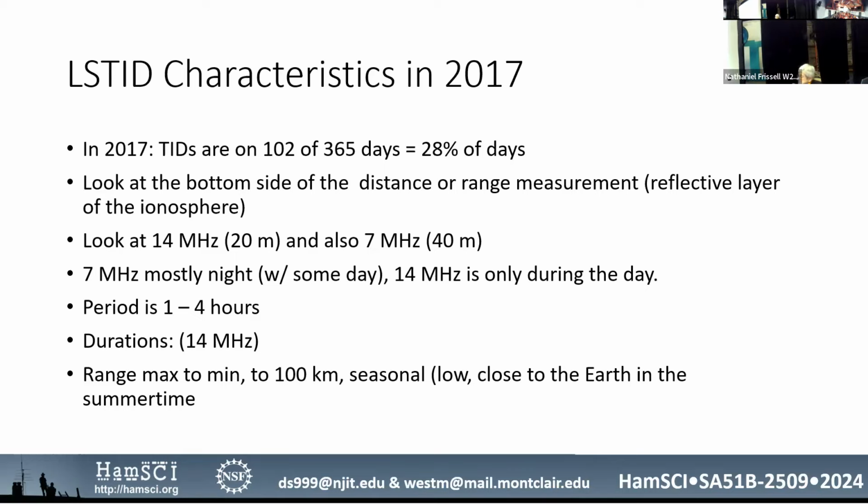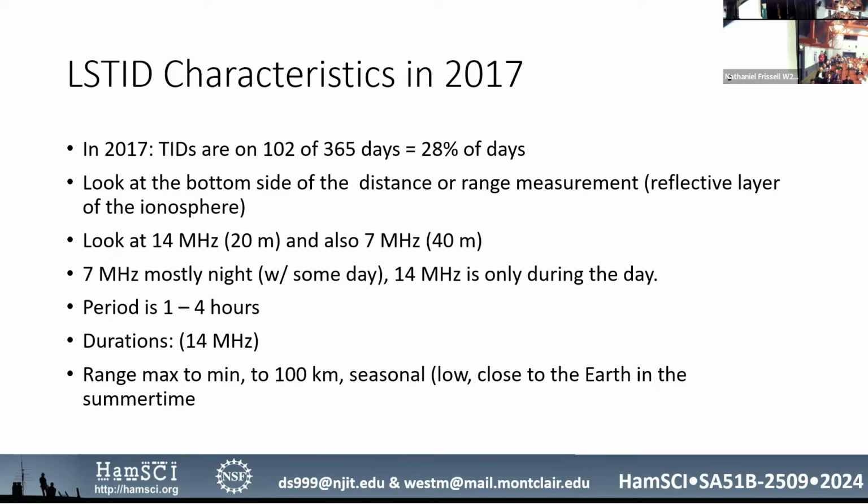So in 2017, we can say that there were 102 days out of the 365 days which had TIDs on them, definite TIDs. There are a lot of other days where, who knows, it was all smushy, and a lot of days where it was just flat. So that's 28% of the days. In the other several years that I've done now, it's generally 30 or 35% of the days that have one of these disturbances in it.